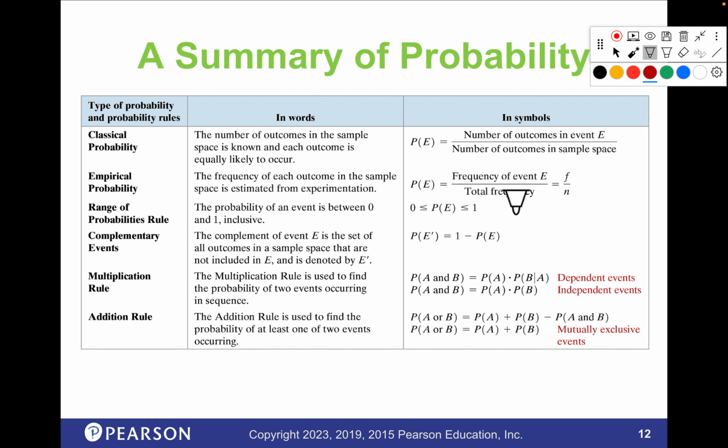The other thing is, working with frequency tables, probabilities are always between which two numbers? What's the biggest probability we can get?